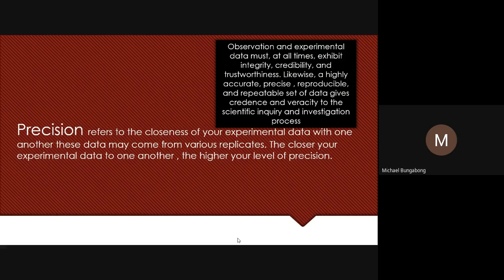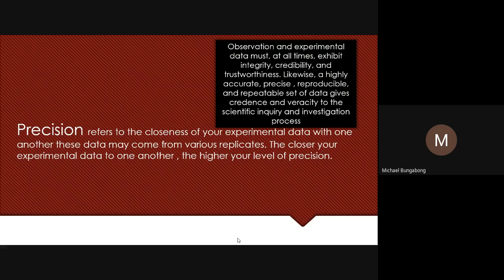You have to make sure that whatever happens, whatever the result, you never manipulate it. Okay? You never falsify those or anything like that. Make sure that you have this kind of character for you to become a good researcher and to come up with an honest result, right? So what is precision? It refers to the closeness of your experimental data with one another. These data may come from various replicates. So the closer your experimental data are to one another, the higher your level of precision.